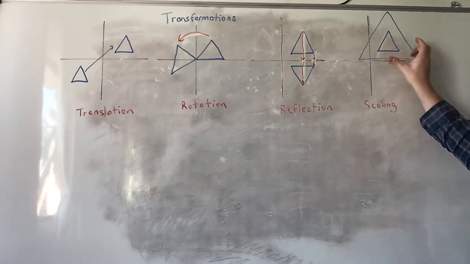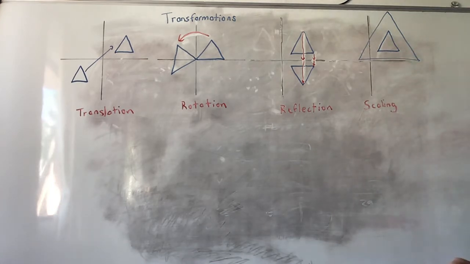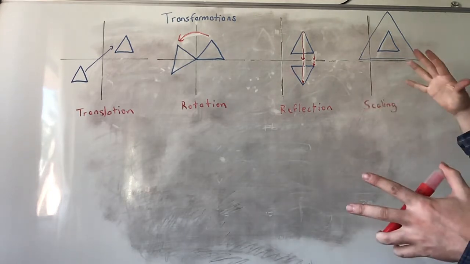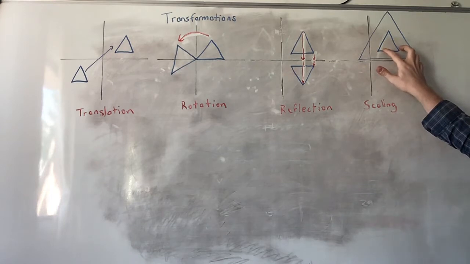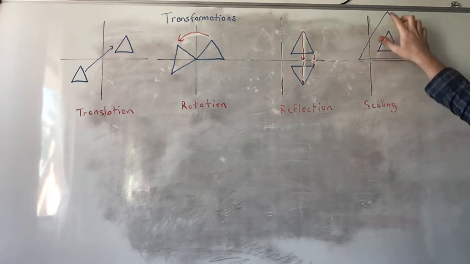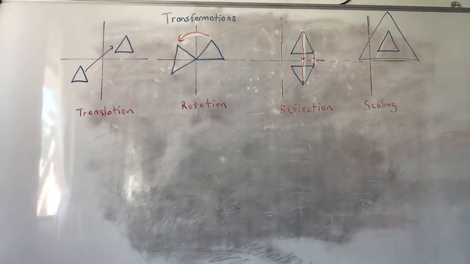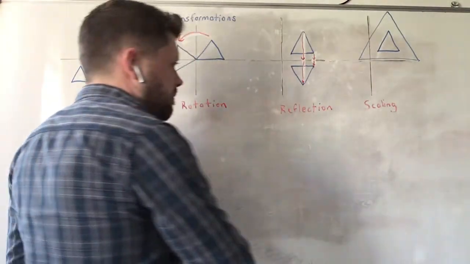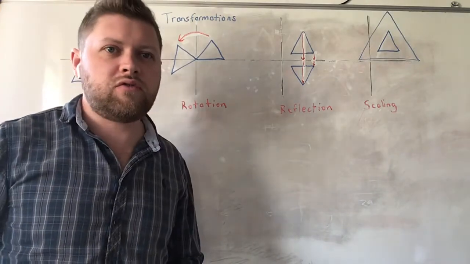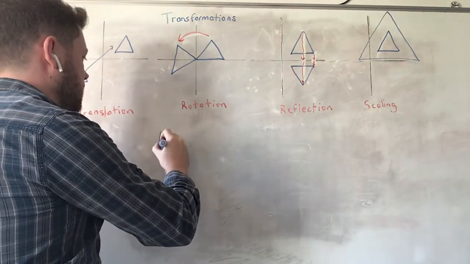This is where you increase or decrease the size of the object. So scaling involves stretching or compressing. In this case, the equilateral triangle is blown up into a larger version of itself. The other interesting thing to reflect on when looking at these transformations is invariance.